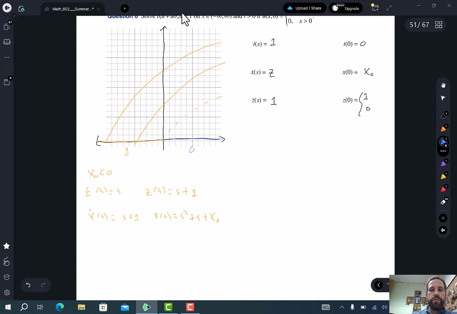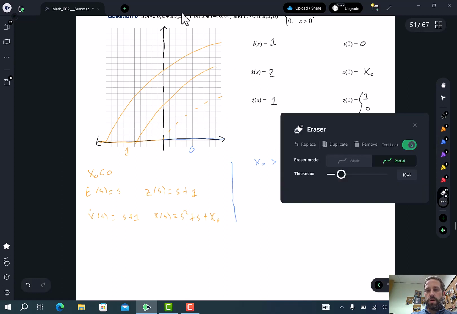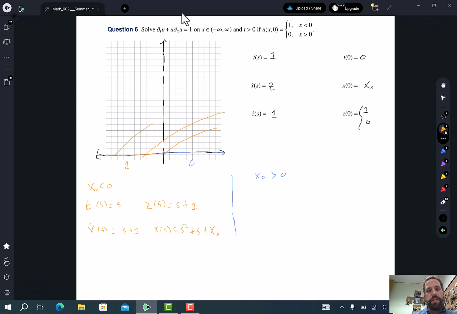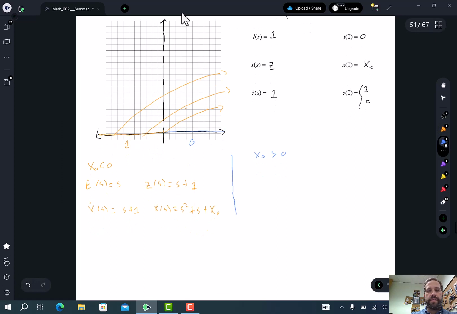Okay, now for the blue side, if x naught is greater than 0, what's going to happen here? Actually, I'm going to redraw these. These are just qualitatively what they're going to look like. Don't get too hung up on these being the right graphs. In fact, graph these in Desmos and it'll look even better.